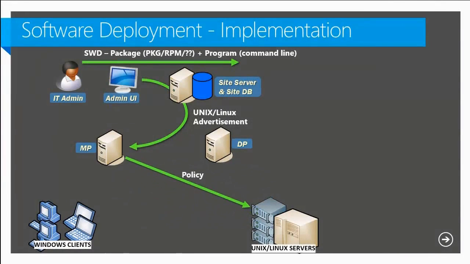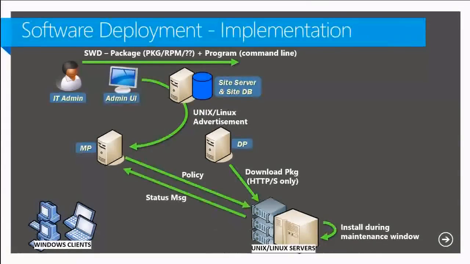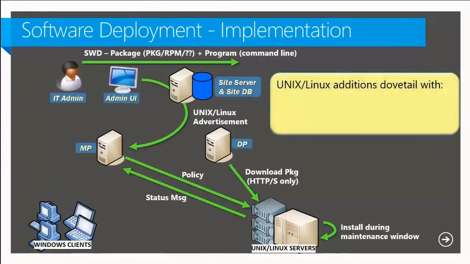And CCM exec, our agent on the Unix or Linux server, wakes up, downloads the policy, and acts on it. It goes to the distribution point and downloads the package. Now, in our case, we're only supporting HTTP or HTTPS. We're not supporting SMB. Again, we respect the maintenance windows, and we will deploy and report status messages back. So essentially, the Unix and Linux capabilities that we've got for software deployment dovetail with the existing functionality.